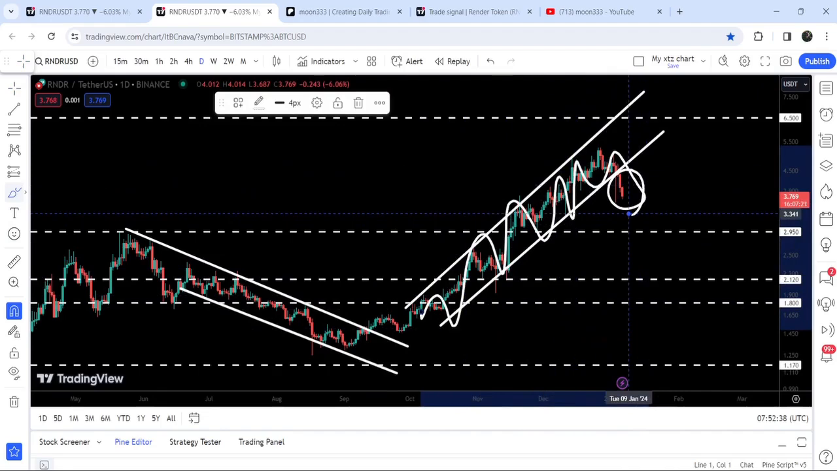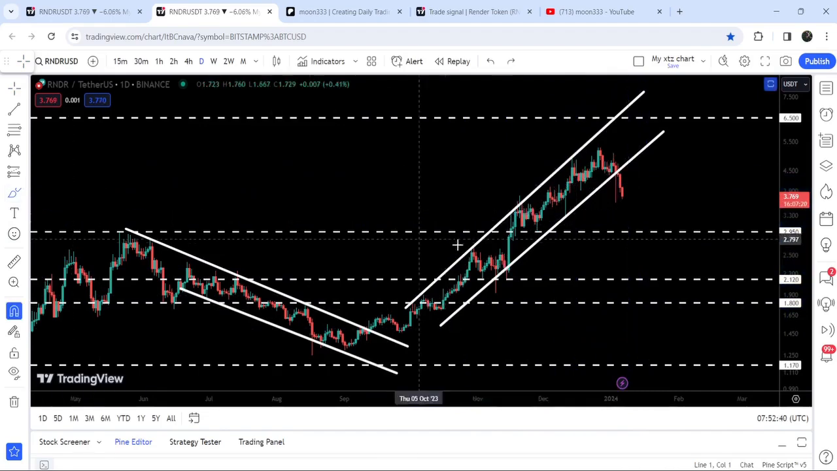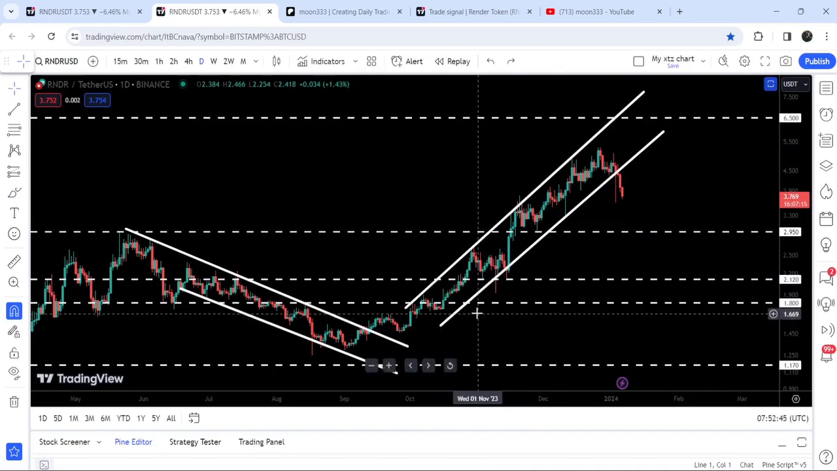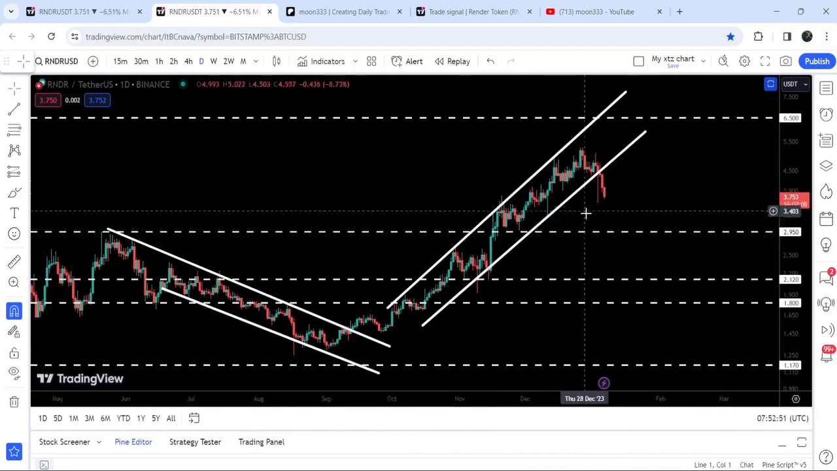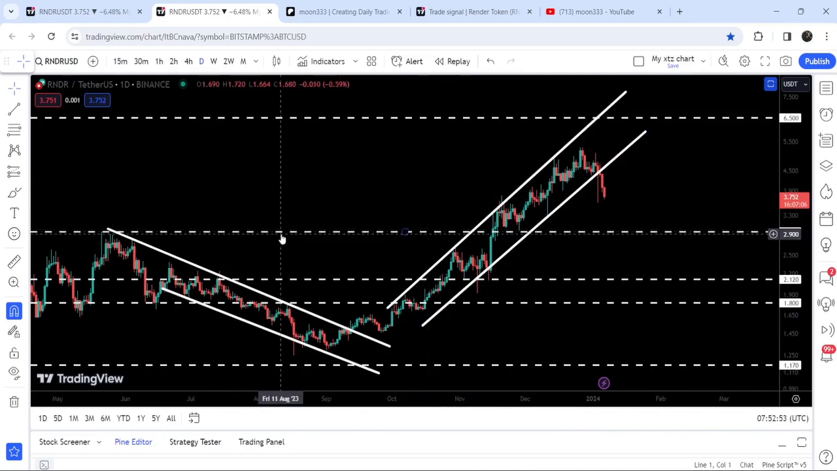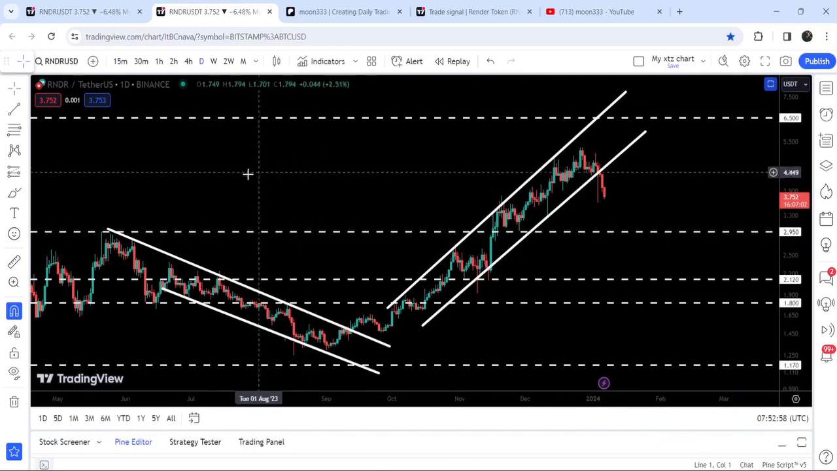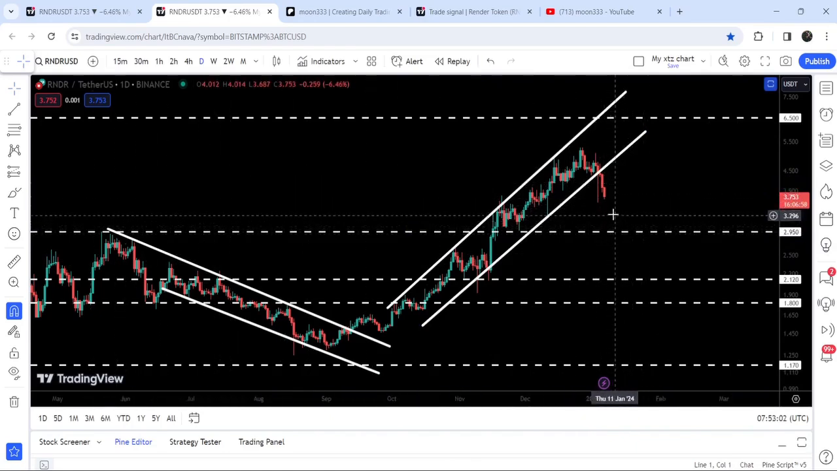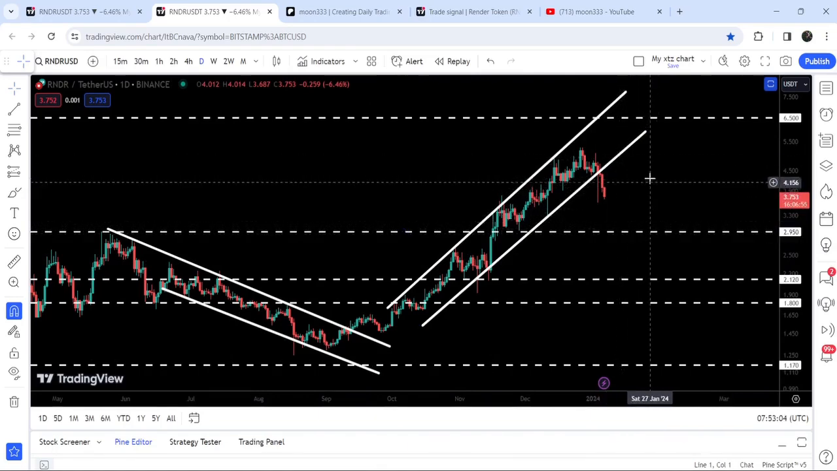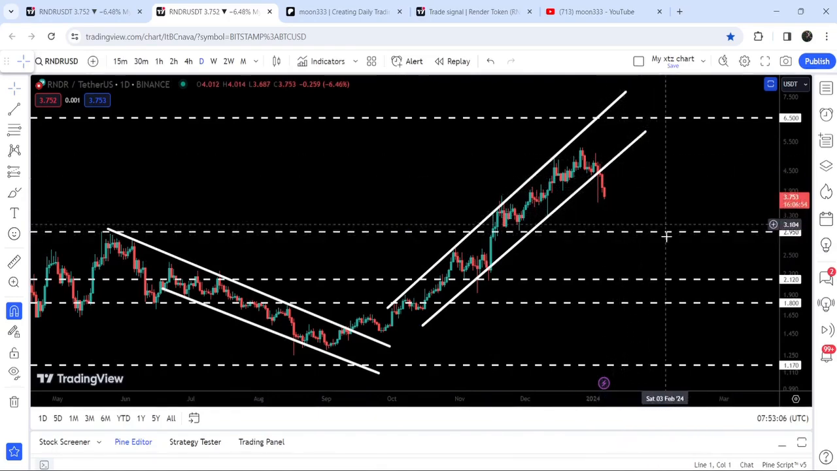But recently, you can see that we have broken down the support of this channel. The technical target for this breakdown is, by the way, here at the bottom of the channel, that is approximately at $1.65. However, in my opinion, it can now retest this very strong support that we have here at $2.95 that was previously broken as a resistance. And after a retest of this support, we can expect another bounce from here. But it will be really difficult for the price to break down the support.